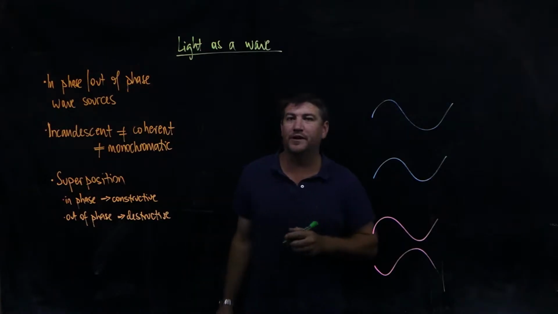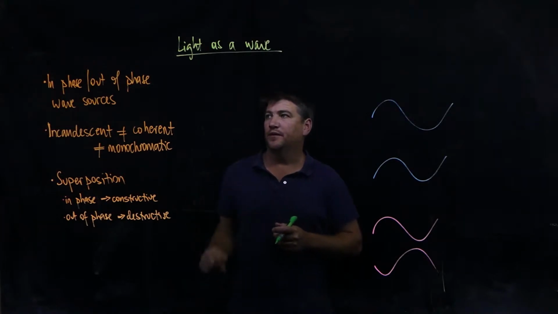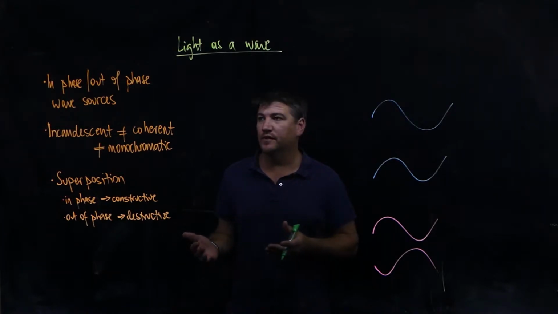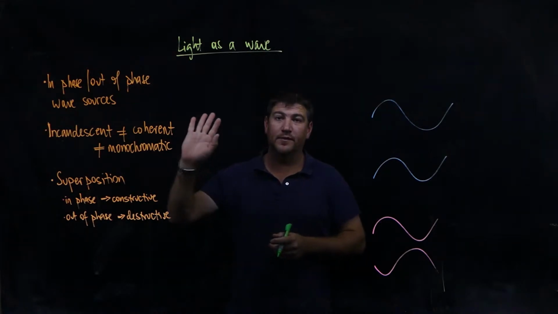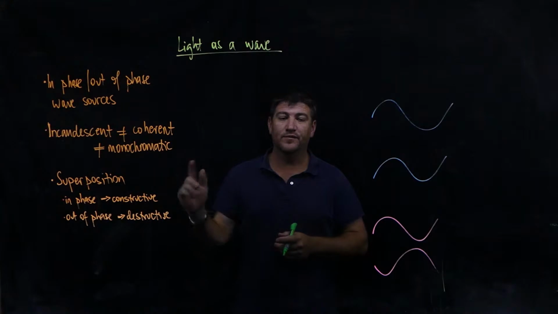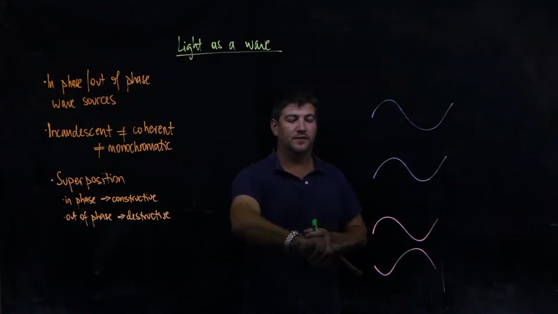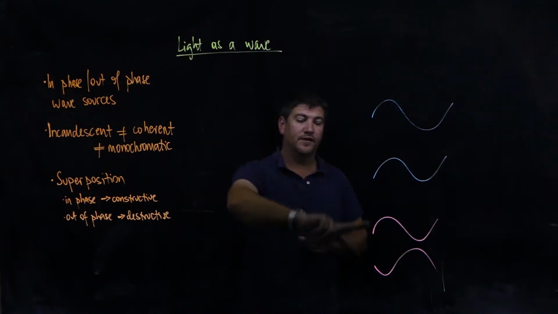Okay, people, this should be a refresher from last year. We're going to be going through light as a wave, or wave behaviour of light, rather than the particle behaviour of light, which is coming a little bit later. So in this one we're going to talk about in-phase and out-of-phase wave sources. So these two are in phase, these two are out-of-phase. Perfectly in phase, perfectly out-of-phase.